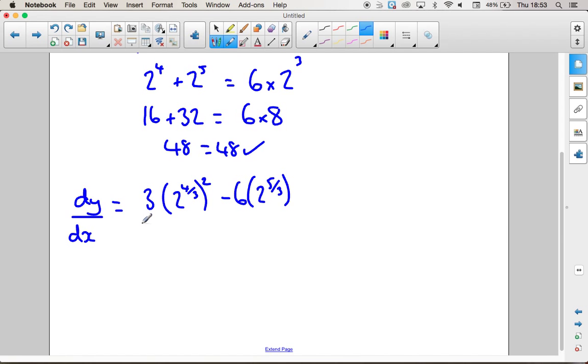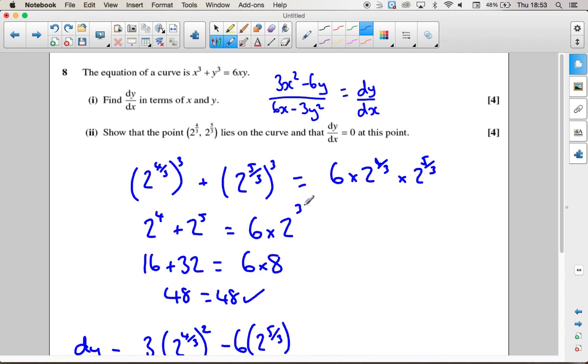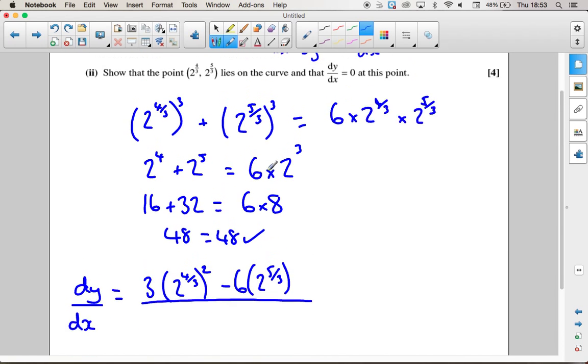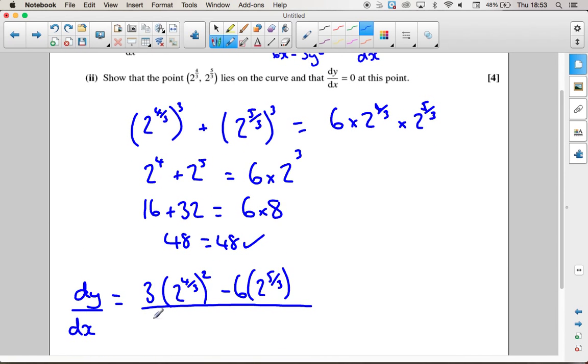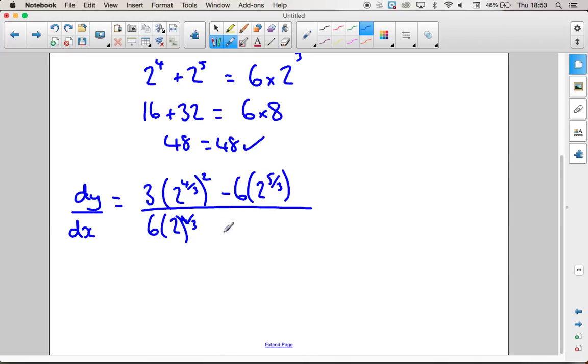I probably should put it into the bottom as well, and then just show that the top bit's 0. So that's 6 times 2 to the power of 4/3, take away 3 lots of 2 to the power of 5/3 squared.